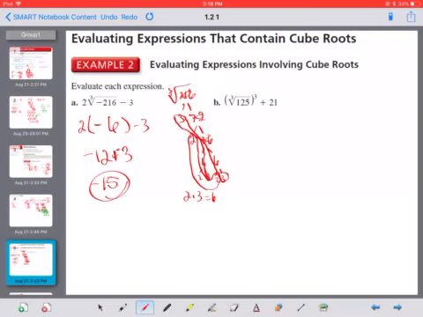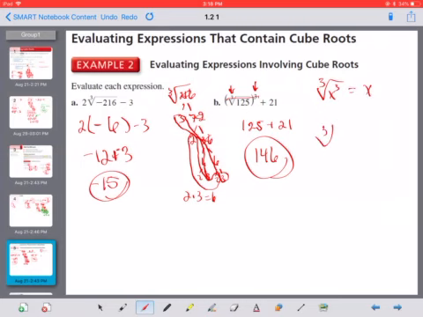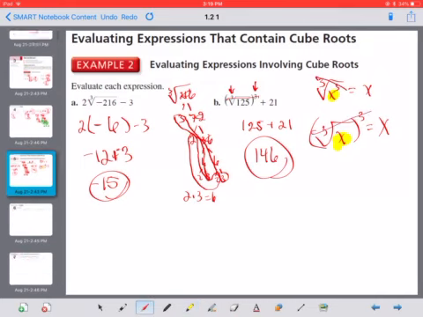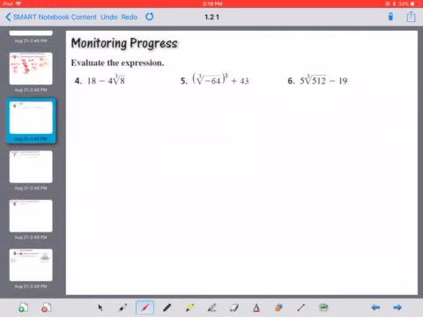Over here on B, whether it's inside the radical or outside the radical, if the exponent matches the root, you get to cancel that out. So 125 plus 21 is going to be 146. That's a nice little trick there. It doesn't matter if it's x to the third or the cube root of x to the third, it's going to be just that base underneath. Those exponents cancel out.